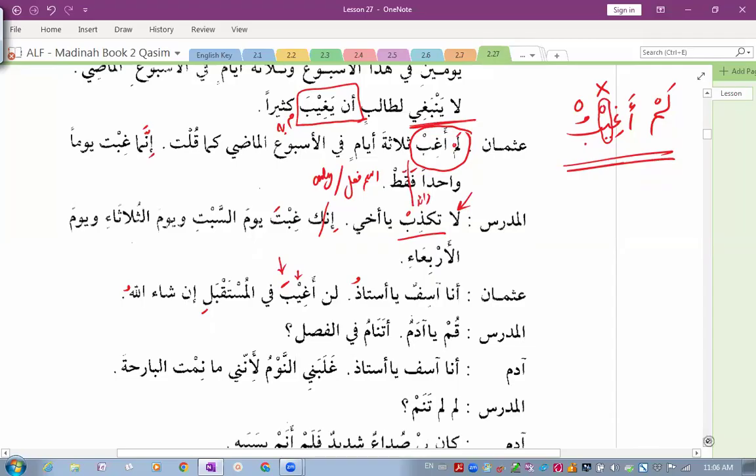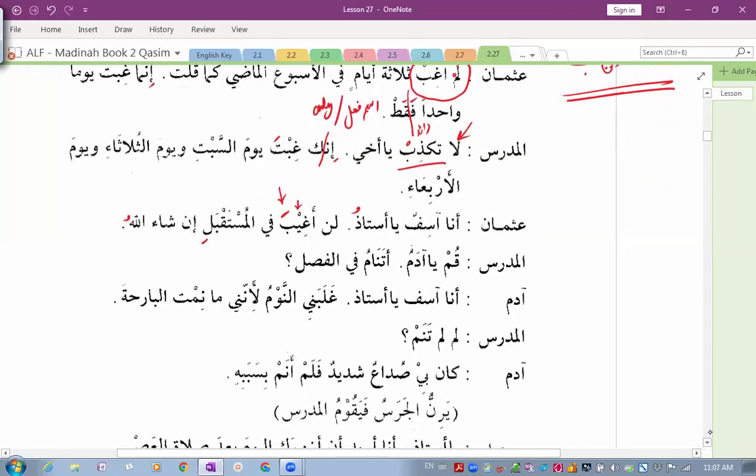Next, your turn. Yes, so the teacher says: قم يا آدم أتنام في الفصل. Wake up or stand up, O Adam. Are you sleeping in the classroom? So qama yaqumu. From there we take taqumu, right? We make fi'l amr from it, so we drop the ta, put a sukun. We are left with qum, something like this.